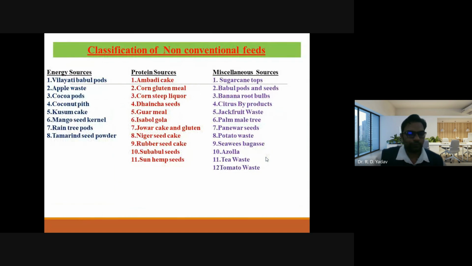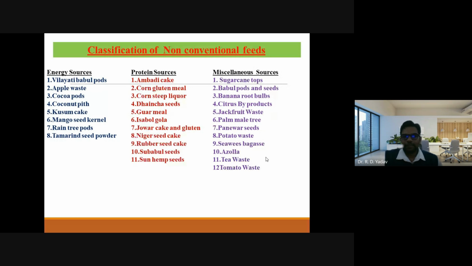Those are the common basic ingredients we use during concentrate or ration formulation. And nowadays, due to scarcity, many non-conventional feed resources are also being used. I have listed some non-conventional feed resources: energy sources, protein sources, and miscellaneous. Energy sources like vilayati babul pods, apple pomace, cocoa pods, coconut pith.